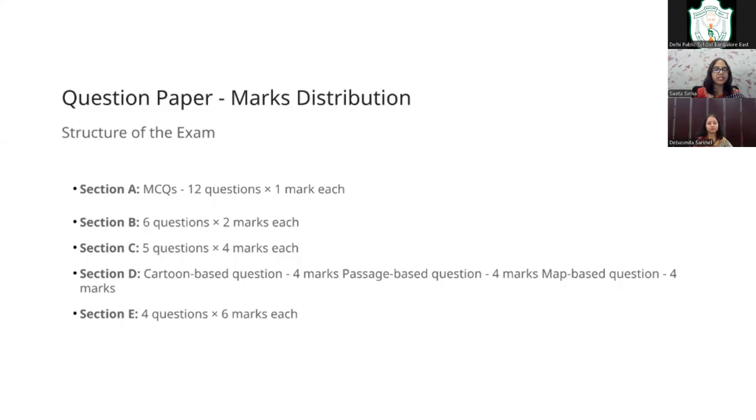And section D will have 3 parts. One is cartoon-based question, the other one is passage-based question, and the last one is map-based questions. All these 3 parts will have 4 marks each. Last section, which is section E, consists of 4 questions, which will have 6 marks each. These are long answer questions.